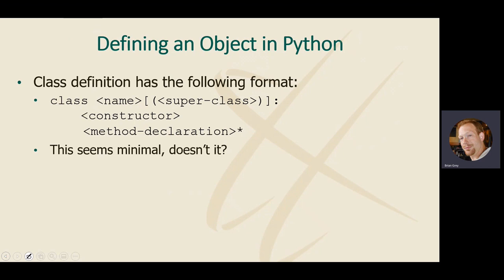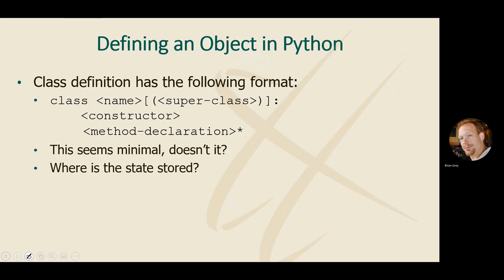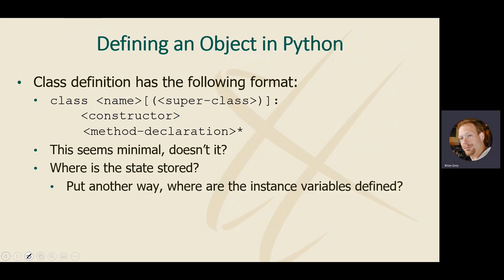Okay, so here's the first question I'm sure a lot of you are thinking. Where is the state stored? I've got a class, a name, a constructor, and method declarations. Right? Method declarations map to behaviors. But instance variables map to state. And I don't see any place to say instance variables. So where do we implement our instance variable design?